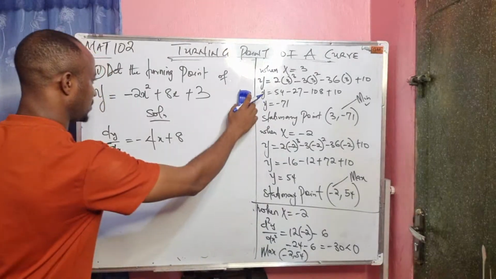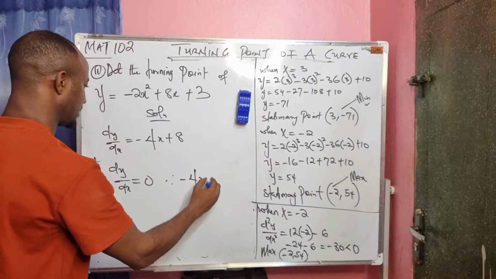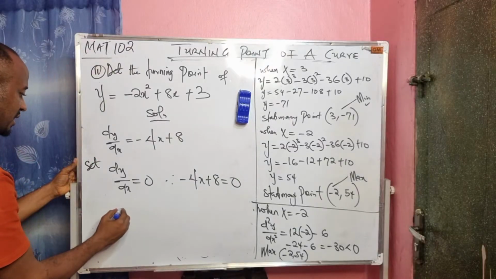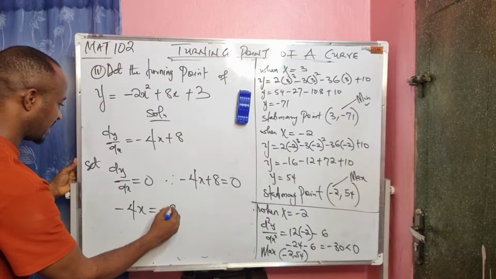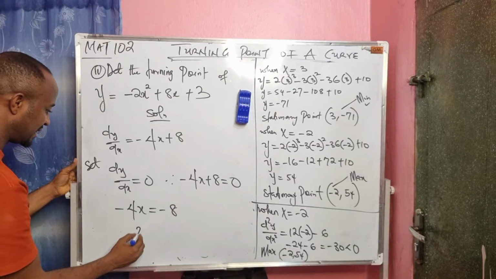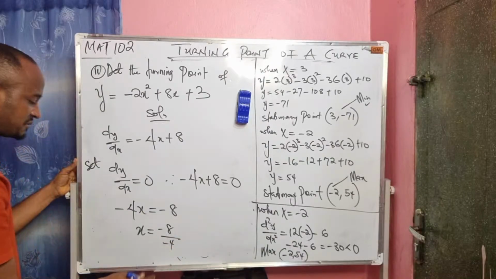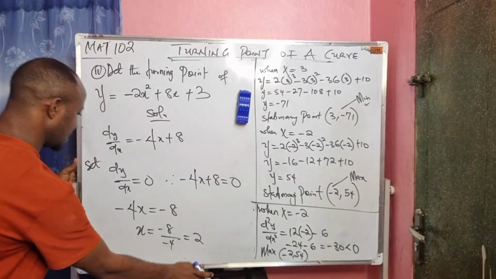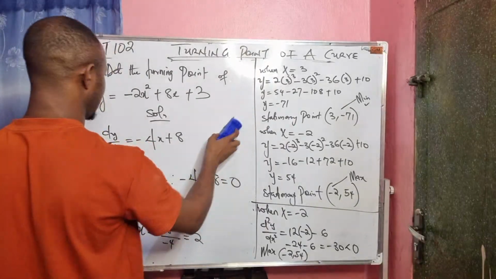When I set this equal to 0, that gives us -4x + 8 = 0. So we have -4x = -8. That implies that x equals -8 over -4. The answer becomes 2. Now we have gotten the value of x as 2.